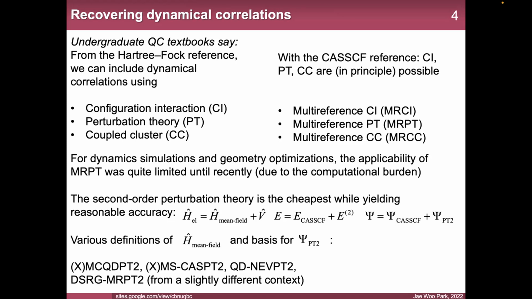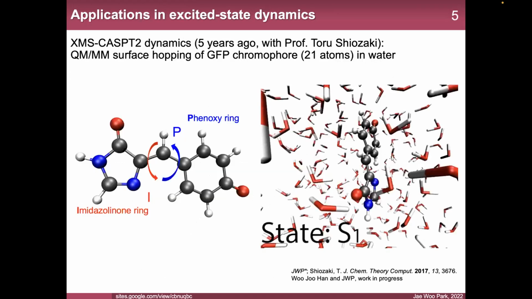There are many definitions of MRPT, depending on the definition of the zeroth order Hamiltonian and the basis functions for expanding the wave function: MCQD-PT2, MS-KS-PT2, QDNF-PT2, and DSRG-MRPT2, which is derived from a somewhat different context. But anyway, I will talk about the developments of analytical gradient theories for these methods.